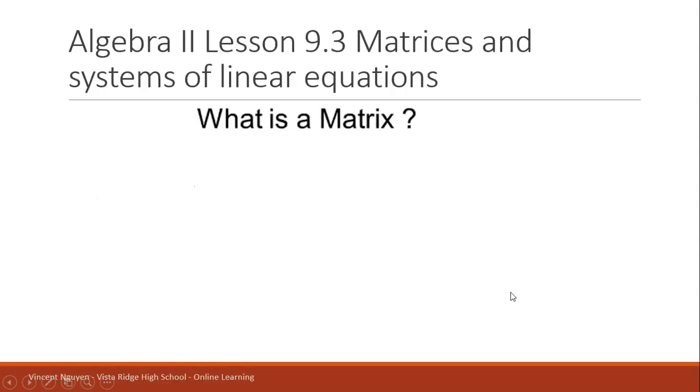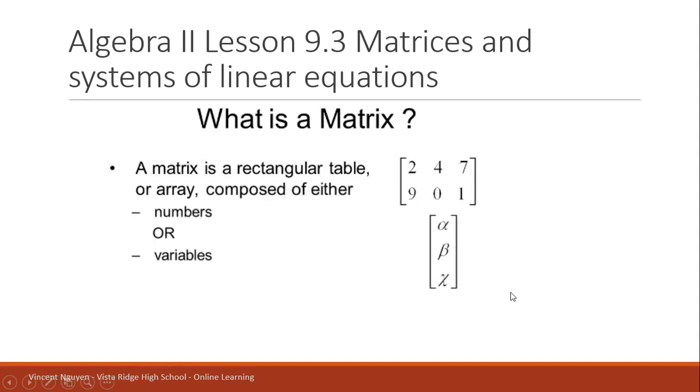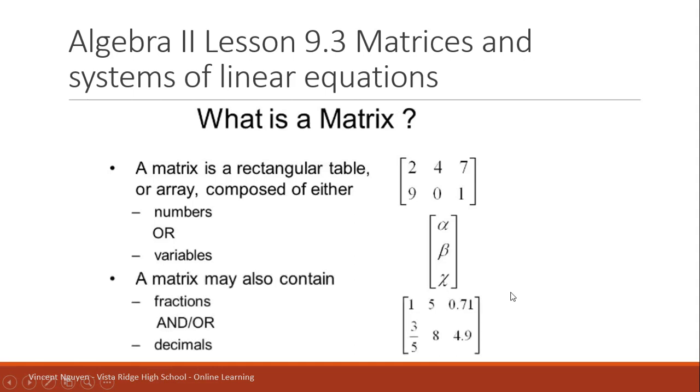To begin, we need to ask ourselves, what is a matrix? It is not the movie. A matrix is an arrangement, an array of numbers, usually in a rectangular or square shape. It can be either numbers or variables, like that. Matrices may also contain fractions or decimals, right?